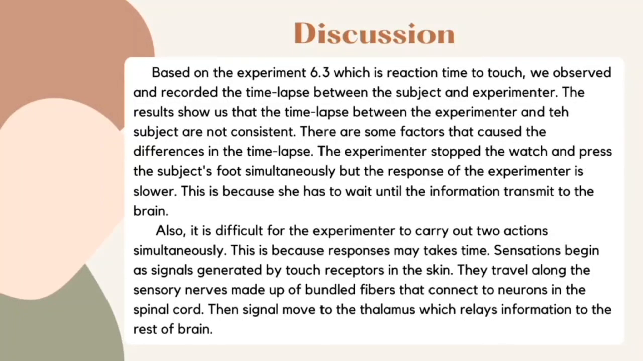Sensation begins as a signal generated by touch receptors in the skin. They travel along the sensory nerve, made up of a bundle of fibers that connect to neurons in the spinal cord. The signal moves to the thalamus, which relays information to the rest of the brain.